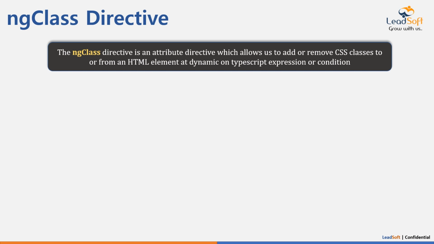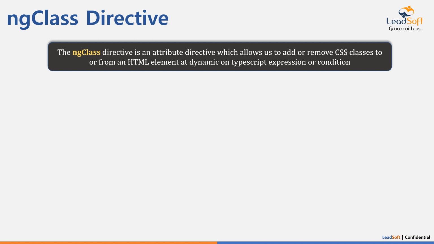The ngClass directive is an attribute directive which allows us to add or remove CSS classes from an HTML element dynamically, depending on a TypeScript expression or condition. So if we have a certain expression or condition in TypeScript and we have to change the classes of a div or any element, or add or remove some CSS classes, with the help of ngClass we can do it very easily.